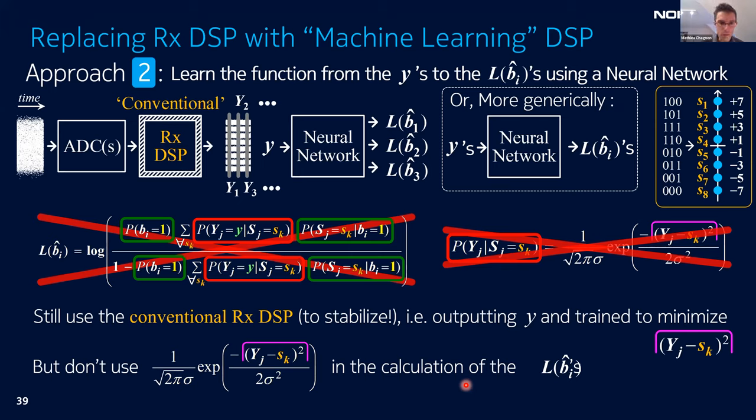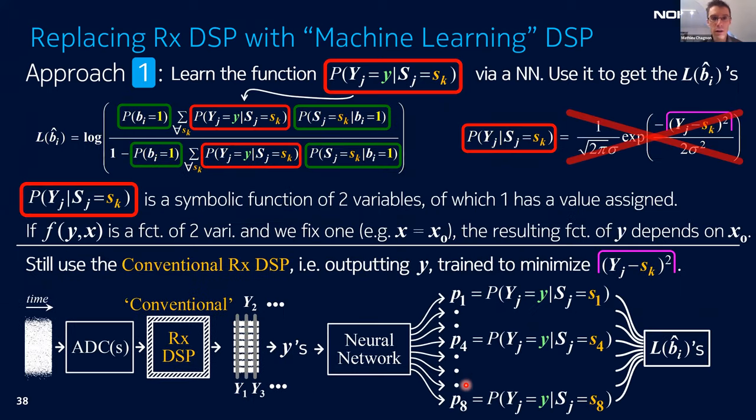And funnily enough, and I should go back one slide, for learning the red box, we still use conventional DSP to stabilize. We train, even if we learn something that may not be Gaussian, as if it was Gaussian. So we still conventionally train to maximize the probability of the Gaussian, therefore minimizing the square difference. But we're actually looking for something else, which is a bit funny, but this is one way to do this.